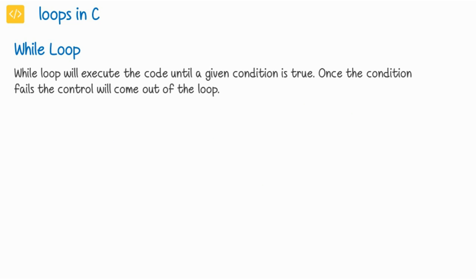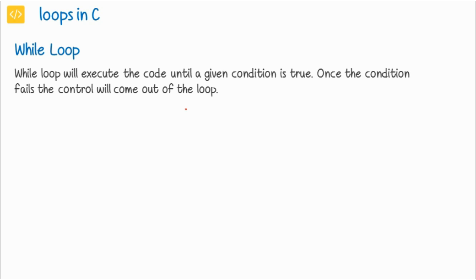While loop will execute the code until a given condition is met. Once a condition fails, a control will come out of the loop. The syntax for while loop will be as follows: while bracket condition, and the code to be executed will be within the curly braces.